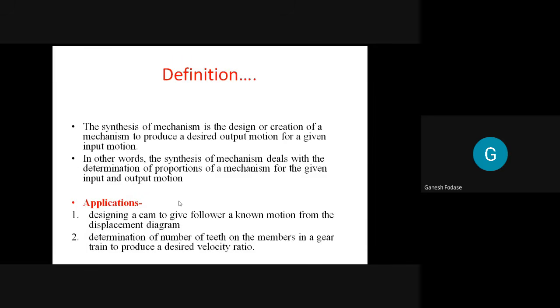I repeat again, it is nothing but design of a mechanism, or finalizing dimensions of a mechanism, or creating a mechanism, but for what? To obtain a desired output for a given input motion. If the input is known to me, and what output I have to obtain is also known to me, then creating or designing a mechanism in that case is nothing but synthesis. Is it clear?